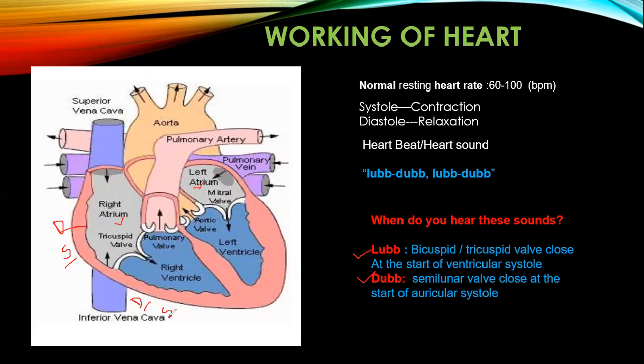Again, systole will happen. Systole where? Systole in the ventricles. That means now the walls of the ventricles will try to contract, and when they contract, what will happen? They will push the blood to their respective blood vessels. That means the left ventricle is going to push the blood to the aorta, and the right ventricle will push the blood to the pulmonary artery. Okay, so once they are contracting, the bicuspid and tricuspid valves will close, producing a sound "lub", and the semilunar valves will open.